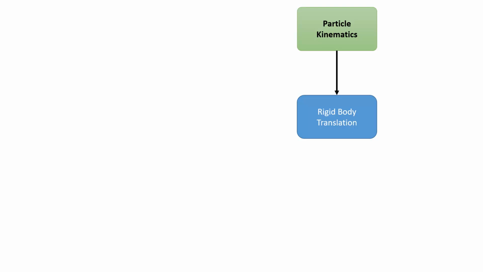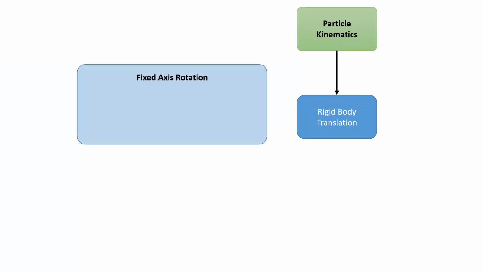Hello everyone. In this chapter, we're going to be talking about rigid body kinematics. Rigid body kinematics is a combination of rigid body translation, which is just an extension of what we talked about with particle kinematics. So we're just following the center of mass of the body for the most part. But also with rigid body motion, we've got rotation.